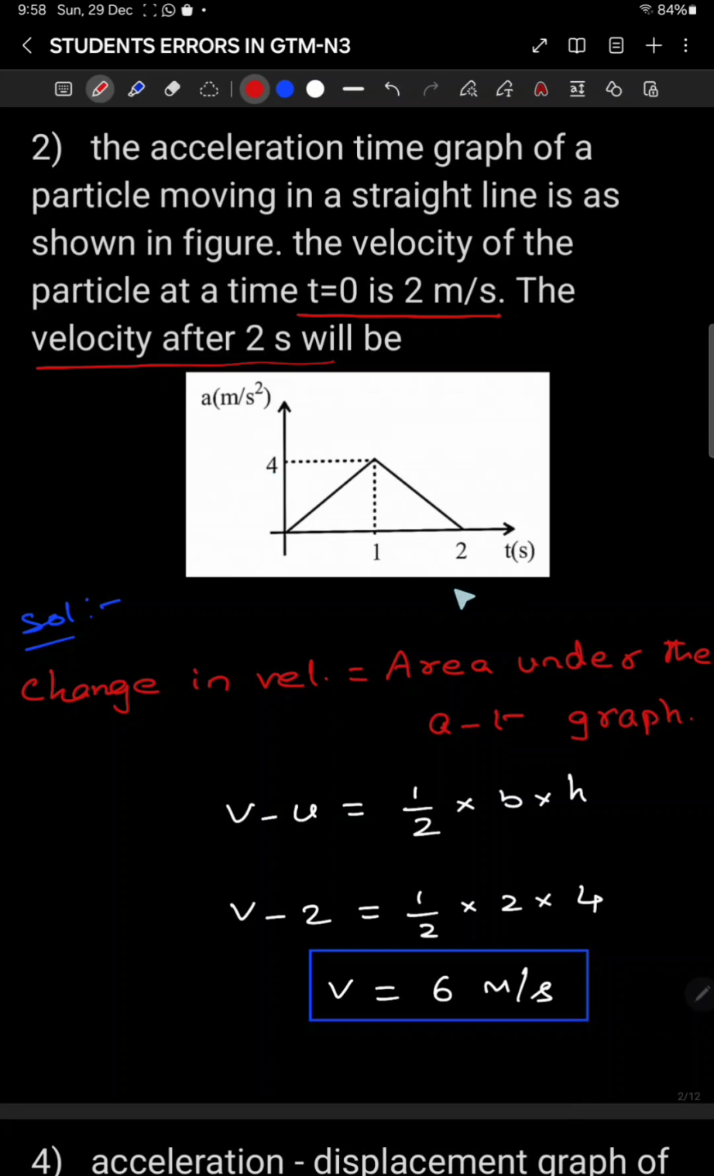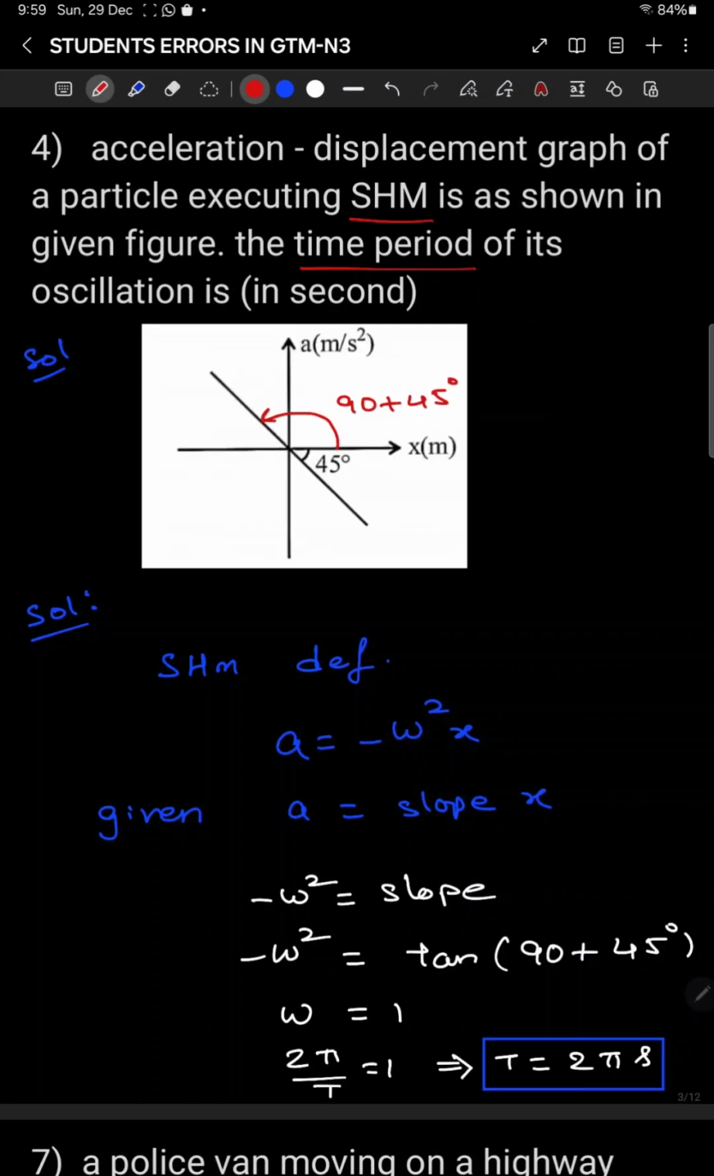When acceleration time graph was given, the change of velocity formula is the area under the graph with the time axis. In acceleration time graph, we have to find area under the graph to get change in velocity. So change in velocity, final minus initial, equal to half into, it is a triangle, half into base into height. Here base was 2 and height was 4. Substitute, and initial velocity mentioned 2 here. It was the initial velocity and we can find final velocity. Let's go to next question.